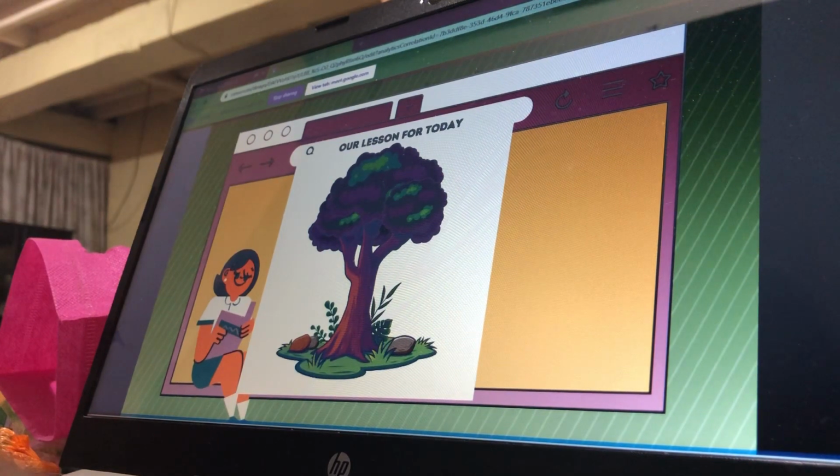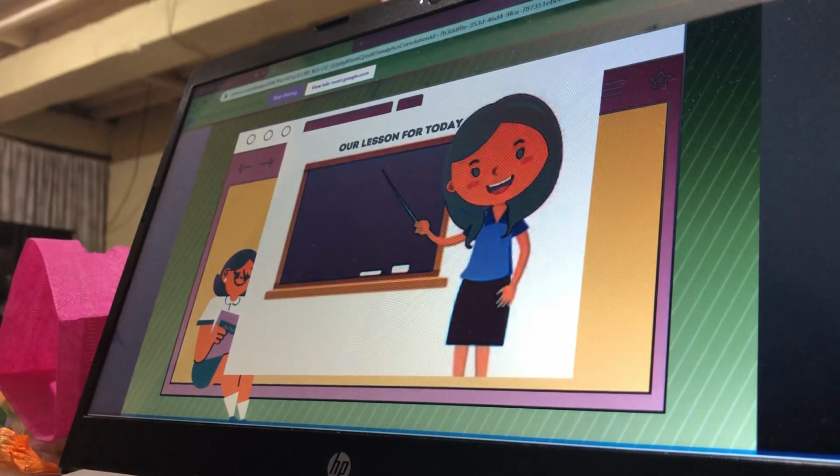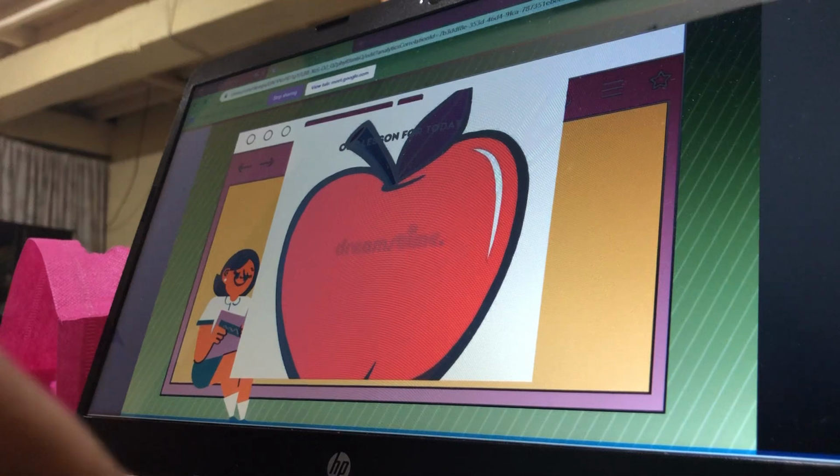So first, what is this? Geraldine, what is this? Tree po, sir. Okay, that's a tree. Very good. Lara, what is this? Dog po. Okay, very good. Geraldine, what is this? Teacher po, sir. Okay, very good. That's a teacher. Lara, what is this? Apple. Okay, very good. All of your answers are correct.